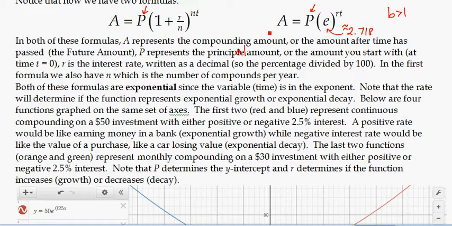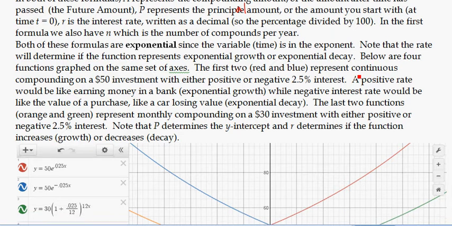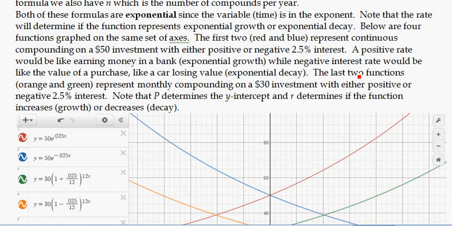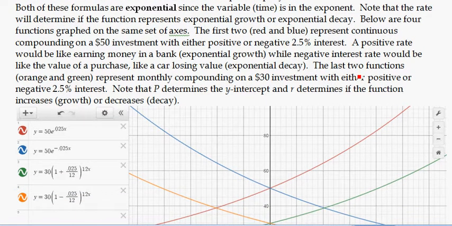And so the only difference between these two is here we have some finite number of compoundings, n. So n could be like monthly, n would be 12. Or if it's continuously, then we have e. So both of these are exponential, of course, since the variable, in this case time, is in the exponent. And that rate that we've been talking about for a while here, this rate is really the key to exponential growth, right? Exponential functions change at a constant percentage rate.